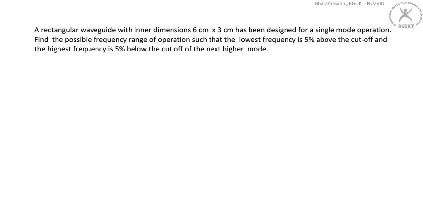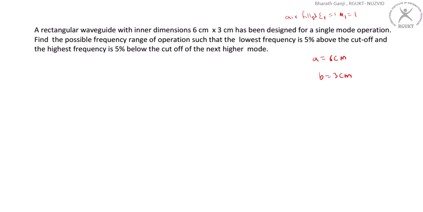So as the first question says, a rectangular waveguide with some dimensions is given. You should be careful to see that A is always greater than B, unless it is mentioned otherwise. So the largest one is A. So I can see that A becomes 6 centimeters and B becomes 3 centimeters. It is not given whether it is air filled or anything, but let us assume that it is filled with air. Then epsilon r is equal to 1 and mu r is also equal to 1.